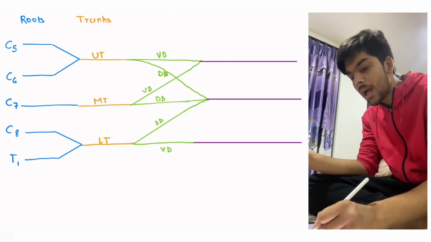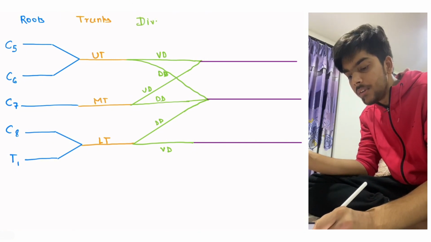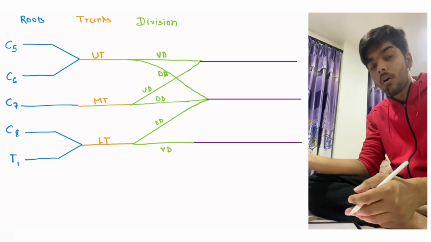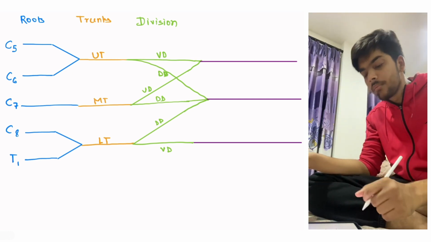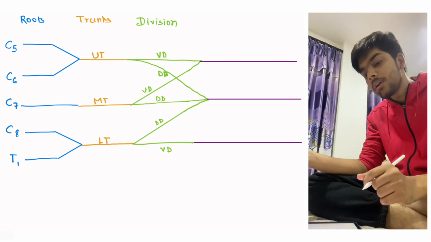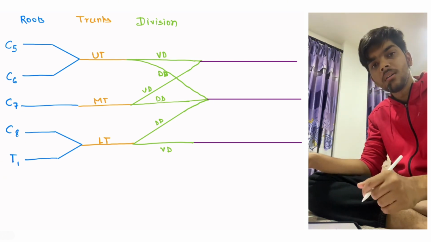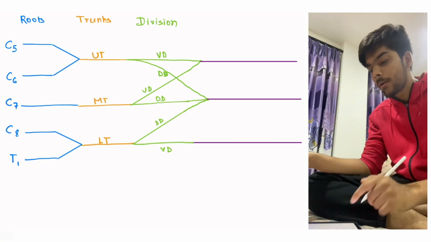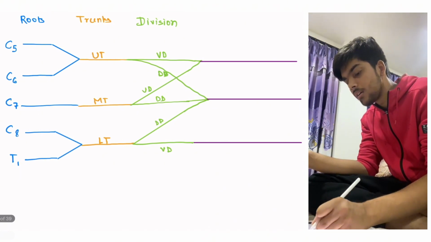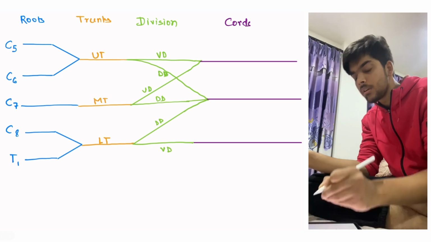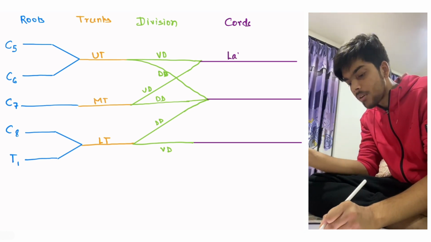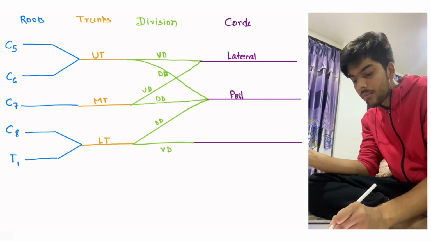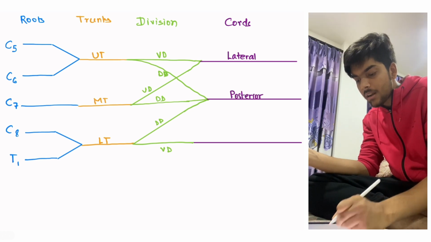So what did we have in green? We had divisions. The dorsal divisions of all three trunks fuse to form a cord. The ventral divisions of upper and middle trunk fuse to form a cord, and the ventral division of lower trunk extends to give a cord. So these three are cords. We have a lateral cord, a posterior cord, and a medial cord.